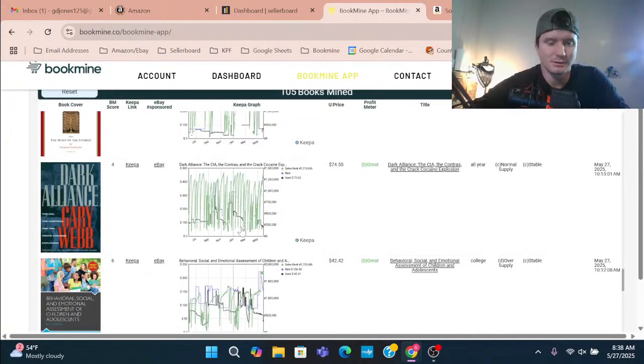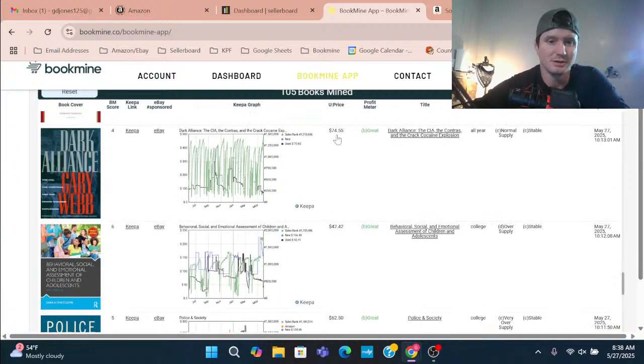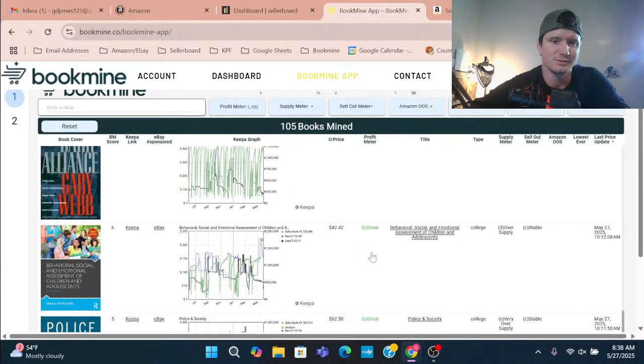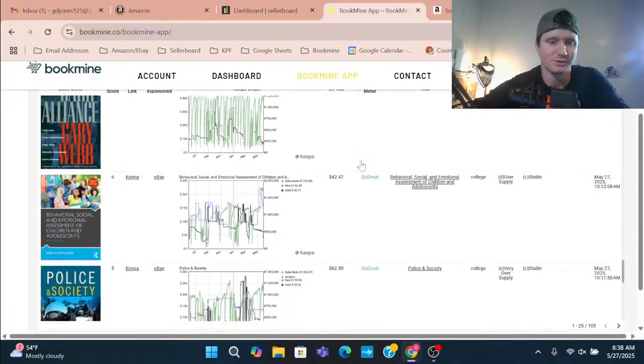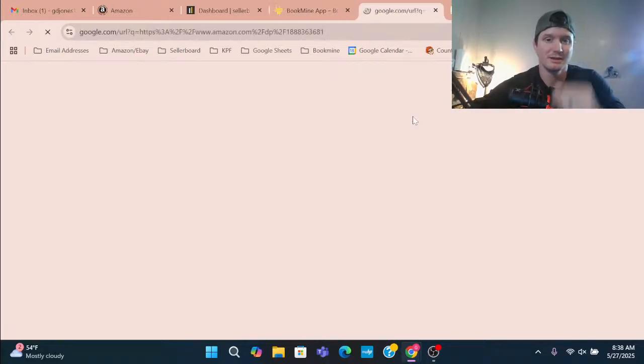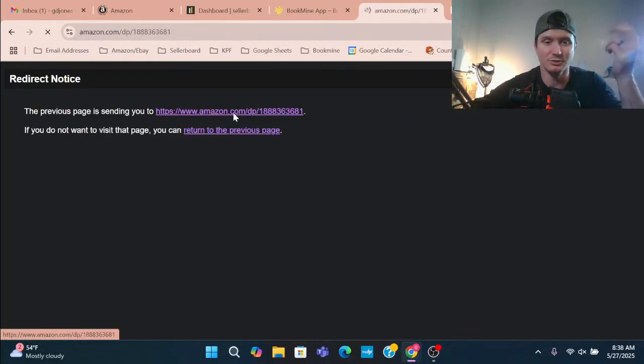Let's see here. This one doesn't look bad. You'd be spending a lot of money though. As of right now, I'm not too concerned in my business about spending high dollar for a book if I can safely say that I'll get a good return on it.